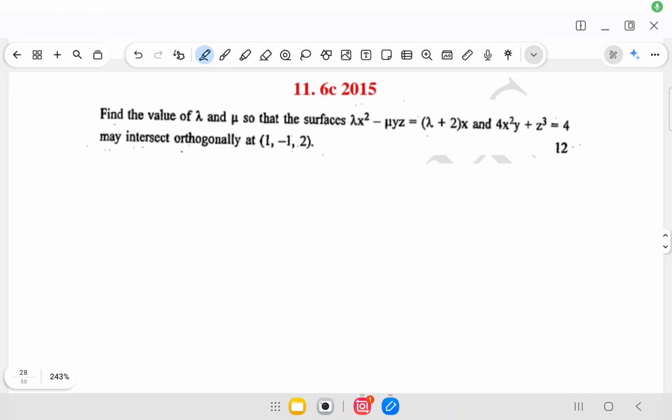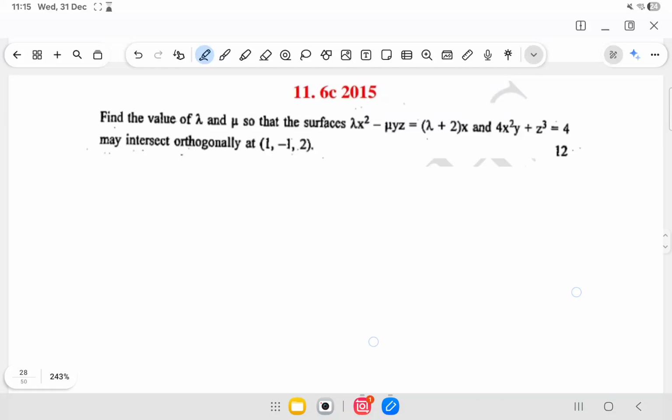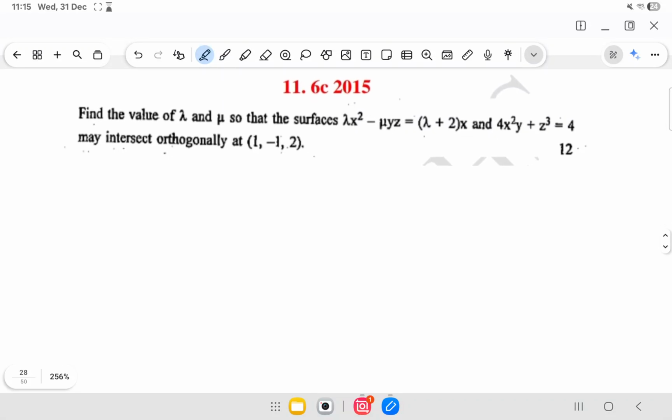Everyone, today we'll be continuing the questions on gradient and directional derivatives only. There were 6 to 7 more questions on this topic. So this is the 11th question. It was asked in the 2015 civil services examination.